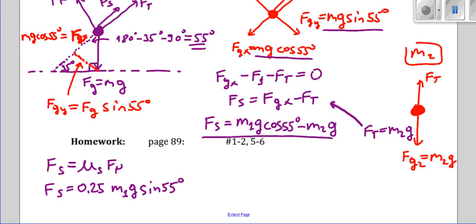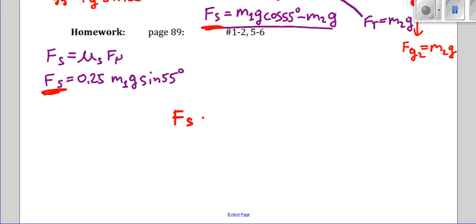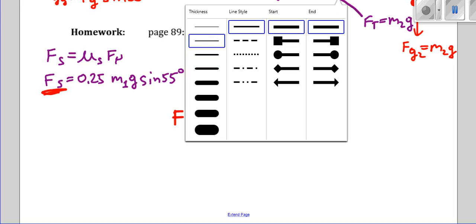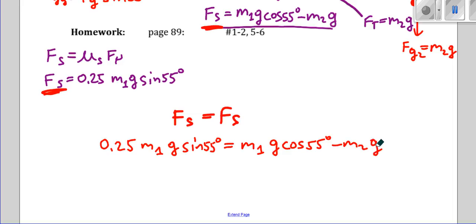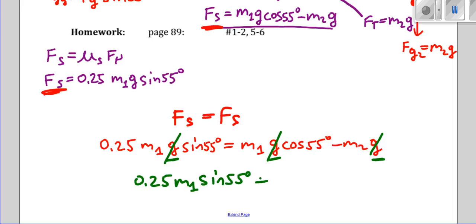Now that we have two different expressions for FS, this one here and this one here, we can make them equal. So let's start by saying FS is equal to FS, and then we can further substitute 0.25 m1g sine 55 and m1g cosine 55. If you notice that all terms here contain g, so we could factor out g on the right side, and eventually they would all cancel out, so we can just cancel them out right away. So really what we are left with is 0.25 m1 sine 55 degrees and m1 cosine 55 degrees minus m2.